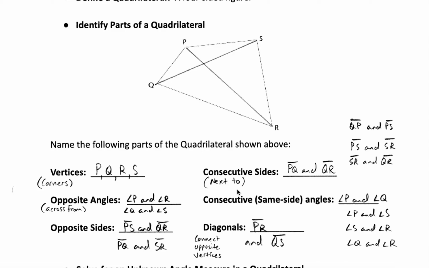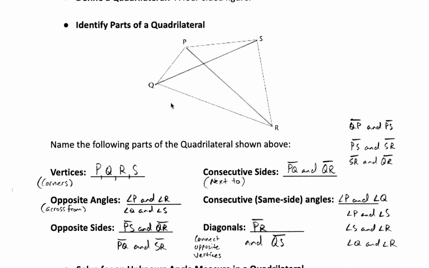We could also have angles that are consecutive. In the past, we called them same side angles because they were angles sharing a side. So for example, P and Q are angles that share this side, so they're called consecutive or same side angles. So P and Q are same side, P and S are consecutive or same side, angles S and R are consecutive or same side, and lastly, angles Q and R are consecutive, also called same side angles.